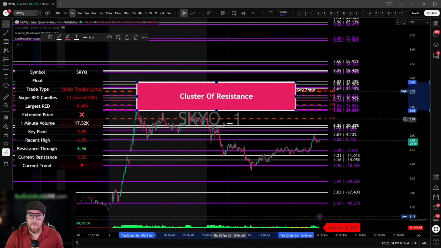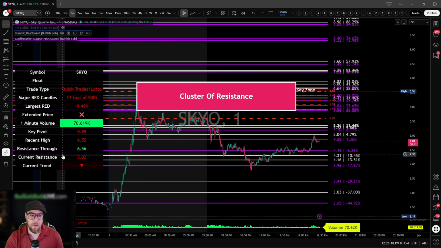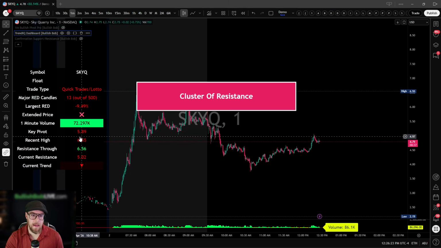We know that even though it's gapping up, even though it has news, it has volume, it has a low float, it's got everything that we're looking for. The problem is that it still has that cluster of resistance. So we're expecting choppy price action in that cluster of resistance. And if we look at our Trend IQ, which is this indicator over here, I'll turn the others off again just to make it clear to see.